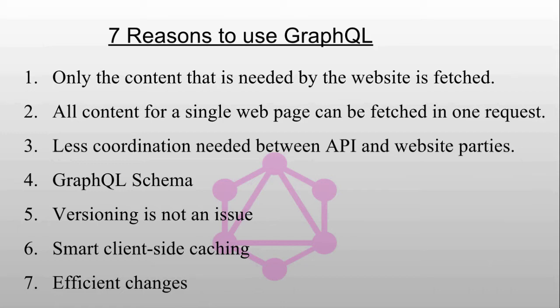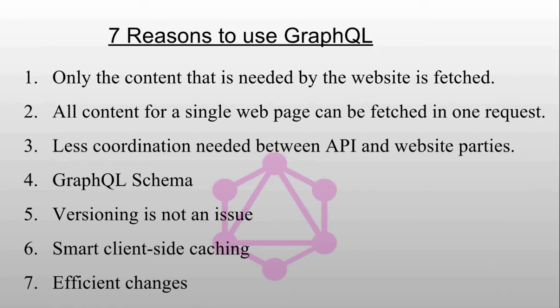Second, all contents for a single web page can be fetched in one request. That means there are no multiple round trips. Third is less coordination needed between the API and websites, since the query defines what is required. So there is not much coordination required between the application programming interface and website parties. GraphQL has a schema, which defines structure. That means the structure is available to fetch your data. That creates less complexity.